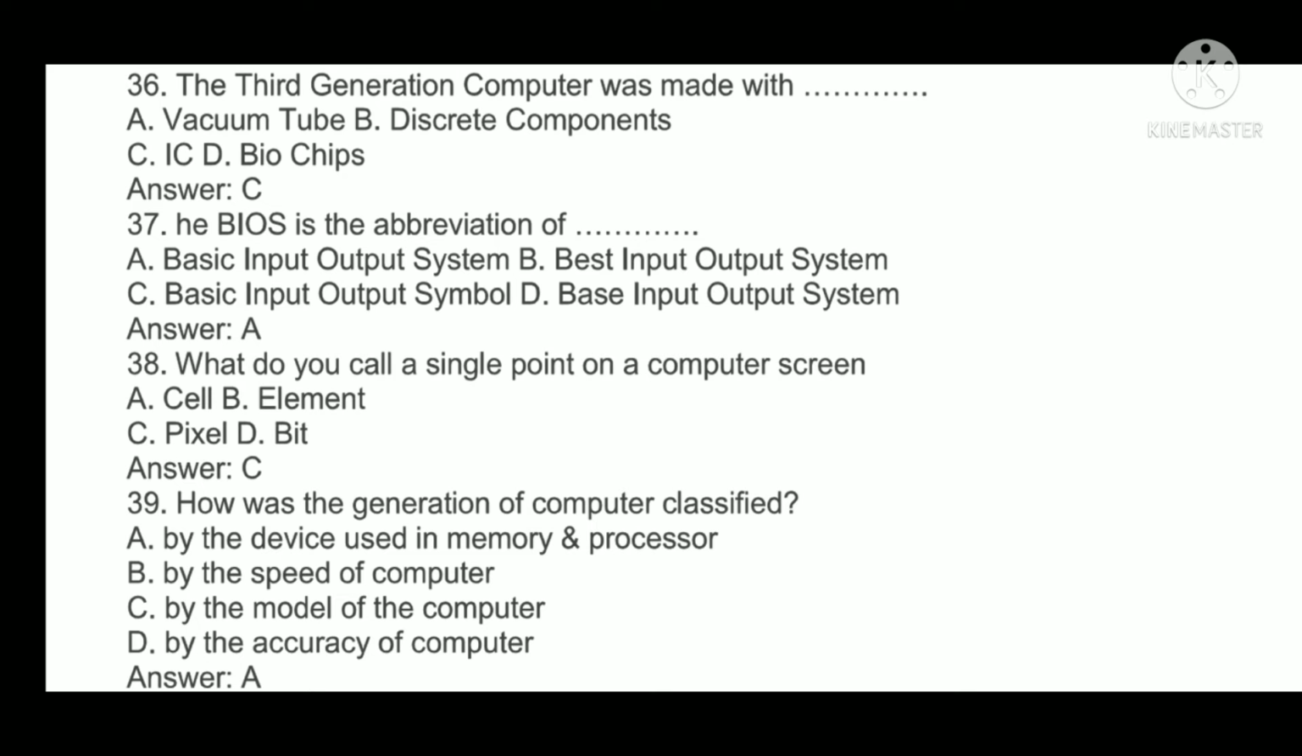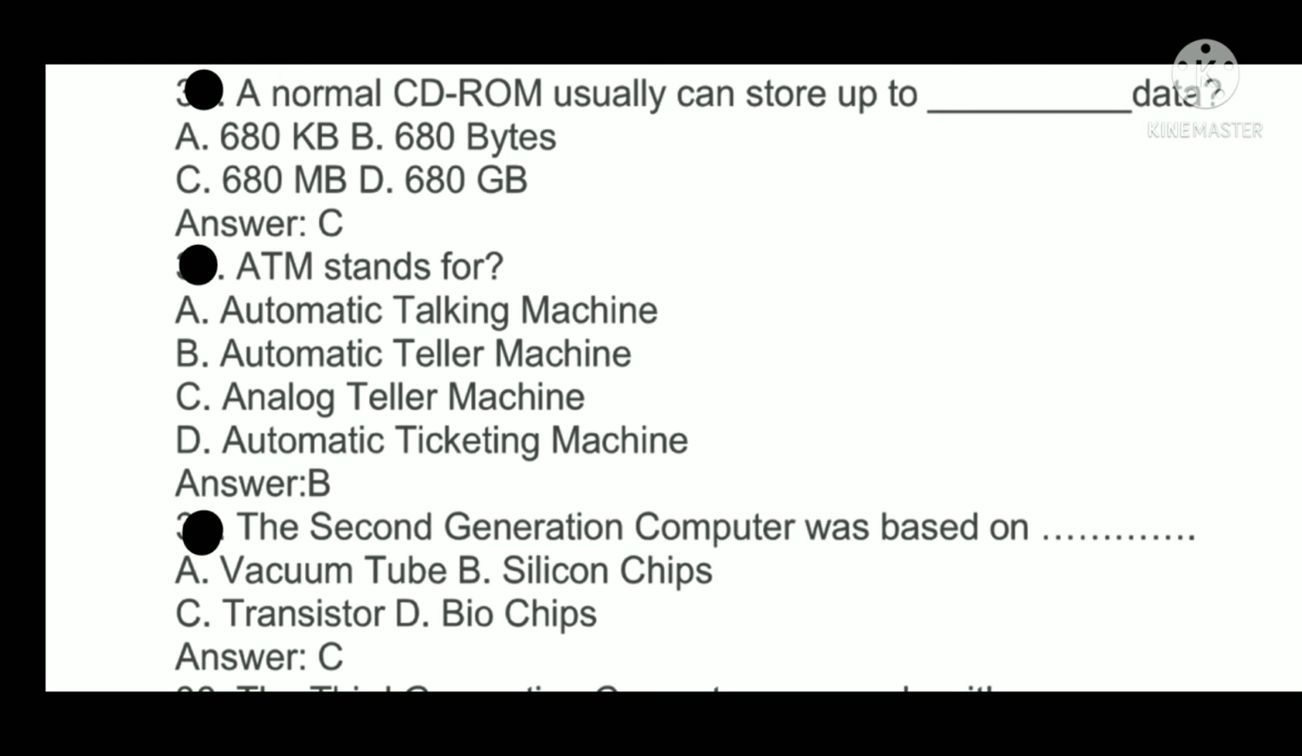Basic Input Output System. What do you call a single point on a computer screen? C. Pixel. How was the generation of computer classified? A. By the device used in memory and processor. A normal CD-ROM usually can store up to dash data.